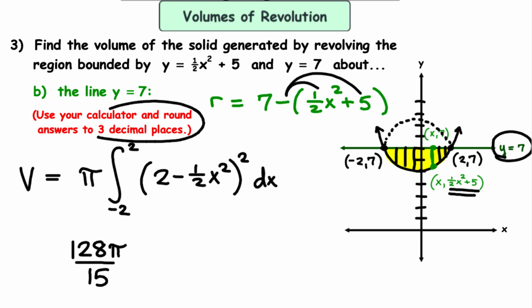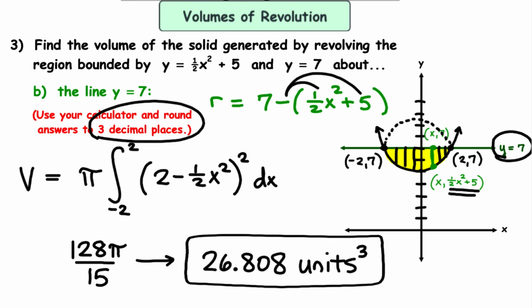But the direction said, hey, go ahead and round it to 3 places. So that is going to come out to 26.808 cubic units.